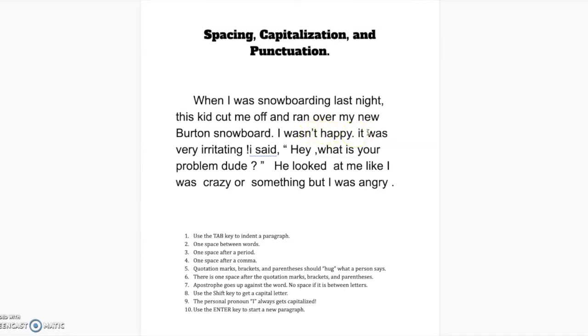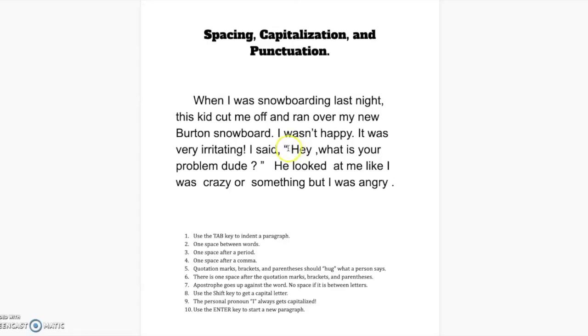Here there's 1 space after the period. I in it should be capitalized because it's the start of a sentence, so we use the Shift key to get that. And the exclamation point is end punctuation, so we should have 1 space after that. Once again, the I should be capitalized. There's 1 space after a comma.